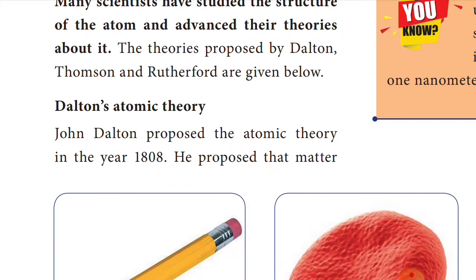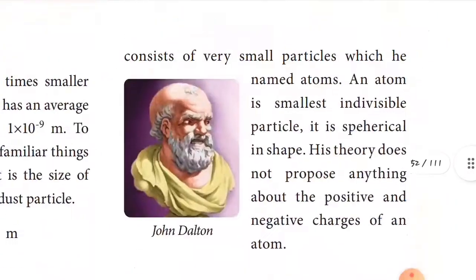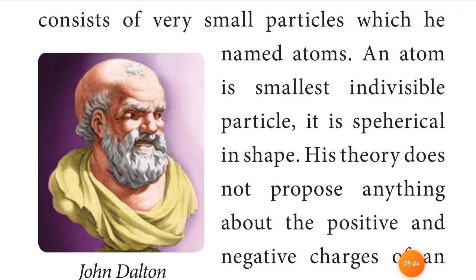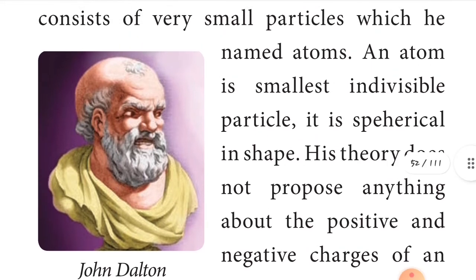Dalton is one of the scientists, children. He proposed the atomic theory in which year, children? 1808. He proposed that matter consists of very small particles, which he named atoms. See this diagram, children. He is John Dalton, children. He gave the name atom, and an atom is the smallest indivisible particle. It is spherical in shape. Which shape, children? Spherical in shape.